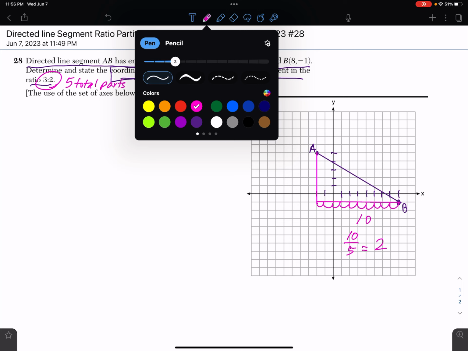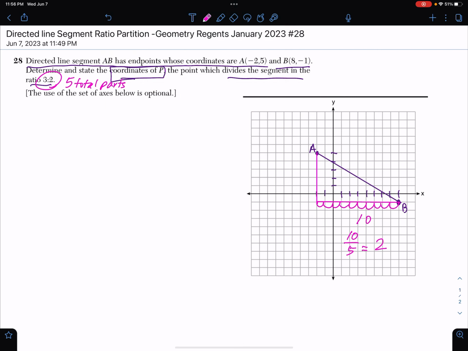So that means every 2 boxes, I go 1, 2, shoop, and then I meet at the line segment. I repeat this pattern, and as you can see, we have separated the original line segment AB into 1, 2, 3, 4, 5 equal parts, which was the goal.